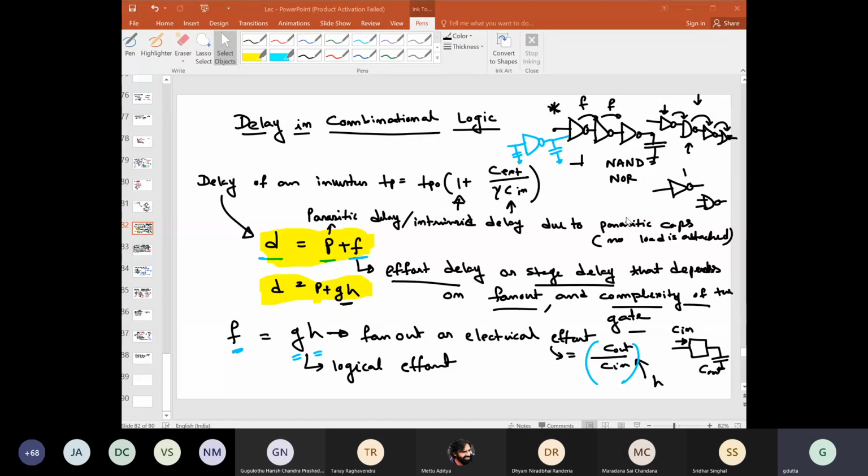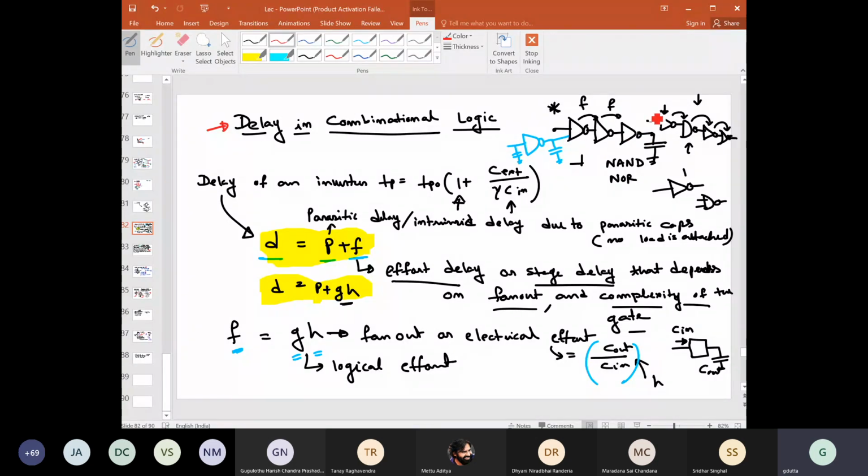So in the last class, we started our discussion on delay in combinational logic circuits. Until before yesterday's class, we had primarily discussed single gates, and that too the inverter. We have also seen single gates like the NAND gate and NOR gate. However, for multiple gates connected in a chain, we have so far considered only inverter chains.